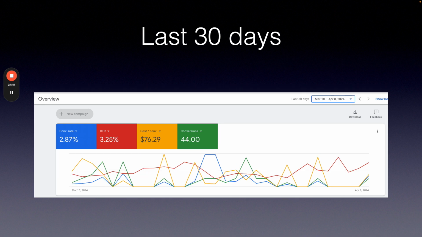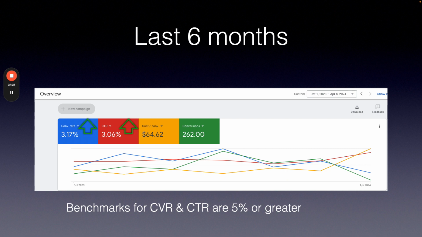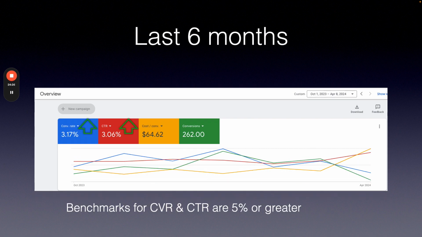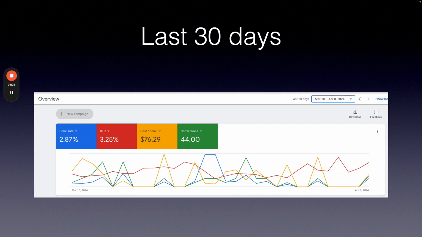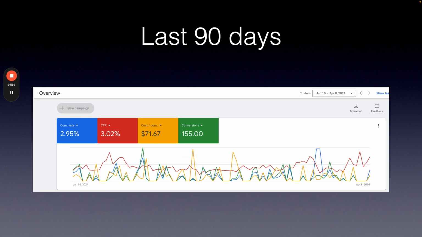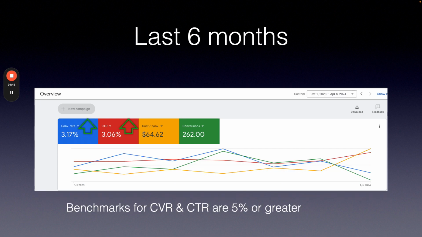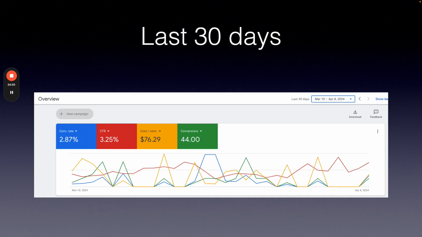Then we look at 30 days. They went down again. Well, click-through rate went up a little bit, actually. Click-through rate was the highest it's been, but it went from 3% to 3.25%. That's not a huge change. And the conversion rate is tanking. You'll see that sometimes if you get more clicks to your landing page, your conversion rate actually goes down because now you have a bigger number on the bottom. That's why. But this is bad. So we went from 3.17 to 2.87. This campaign's in trouble.